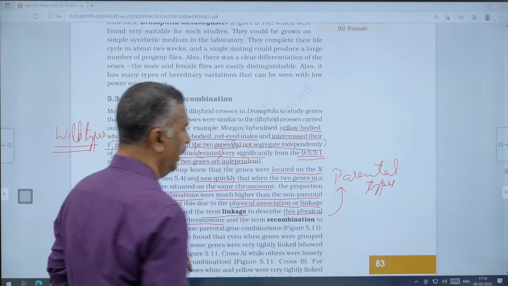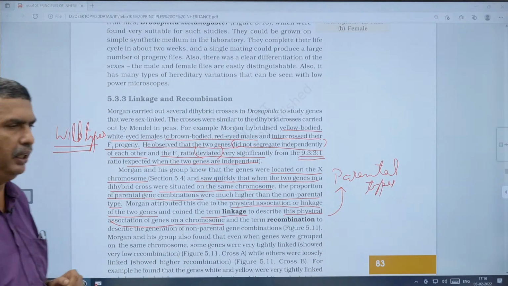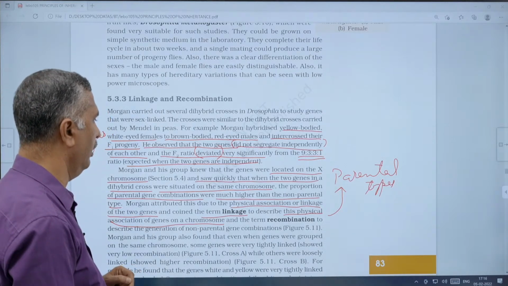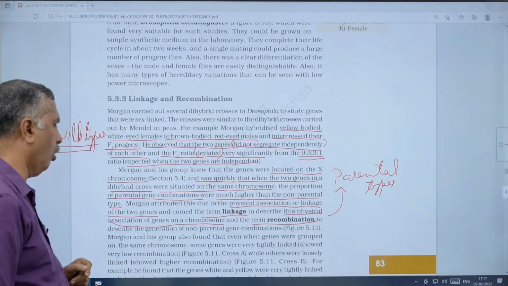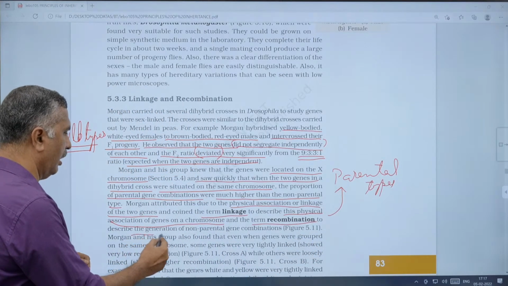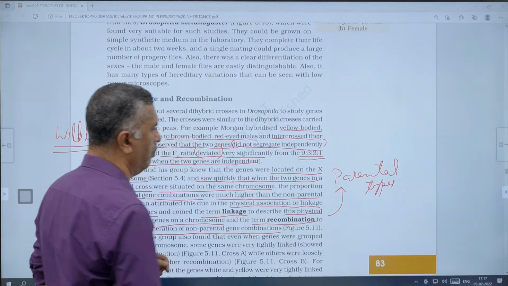Parental types will be increased. That is very important. Then what is meant by the term recombination? The term recombination describes the generation of non-parental gene combinations.